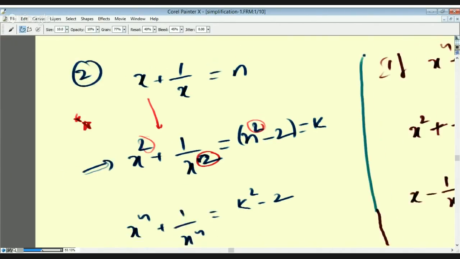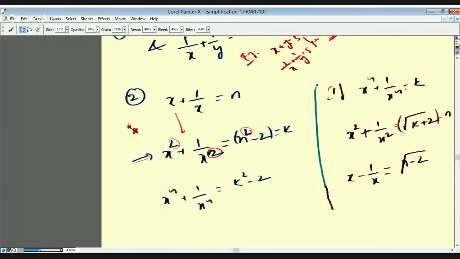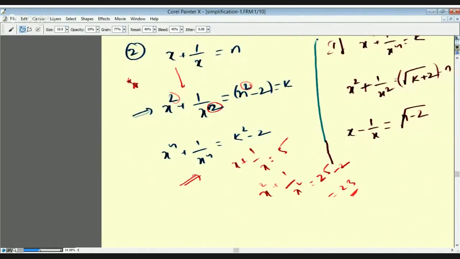Let's go with an example. If x plus 1 by x is equal to 5, then what is x square plus 1 by x square? This is nothing but directly you square it. So 5 square, then minus 2. So it is 23. Whenever you square x plus 1 by x, the right side will become square, and you need to minus 2 straight away.